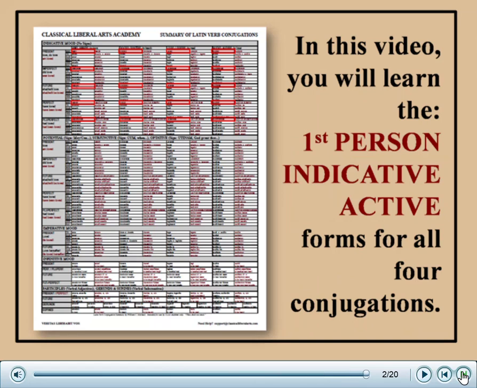In this video, you will learn the first person indicative active forms for all four conjugations. You can see them highlighted in red on the left. Take a moment and find these forms on your Latin verb summary chart.